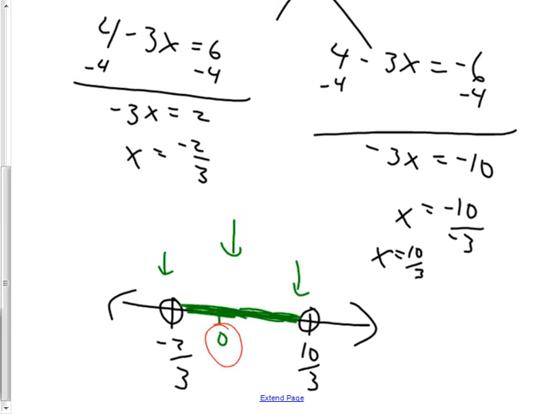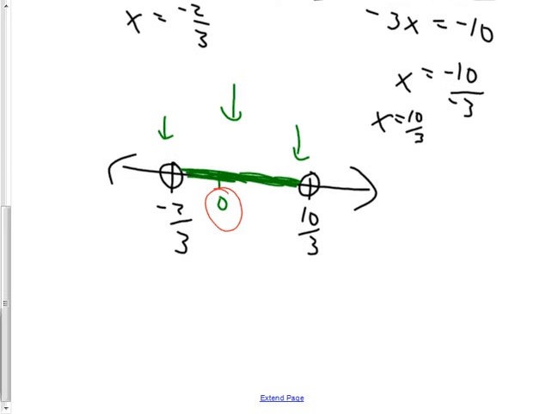Yep, check any number in between them and see if it works. If it does work, you shade it in and your answer is between this and this.